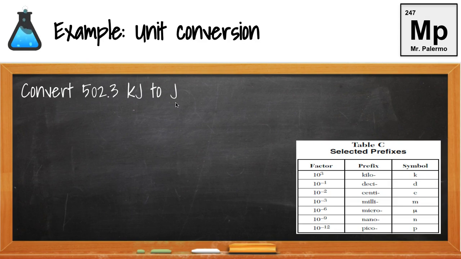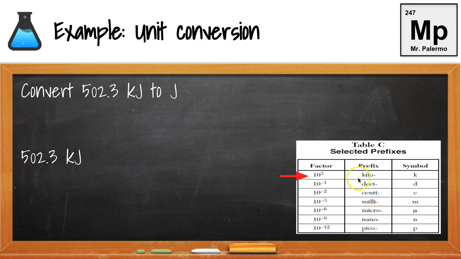Nothing will change. It's still a base unit. We find joules on table D. So we do the same process. I write the initial starting amount of 502.3 kilojoules. I locate the prefix kilo, which is over here.